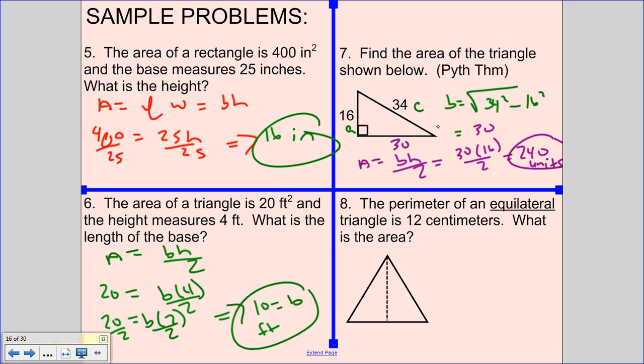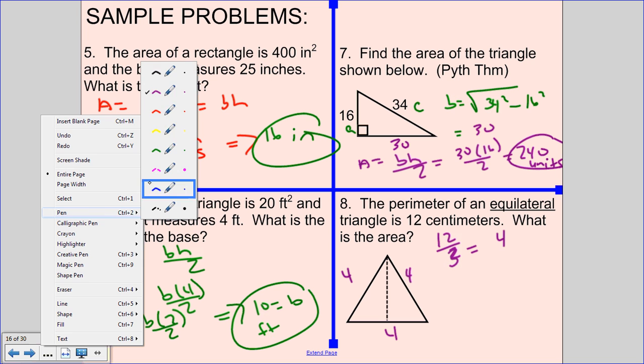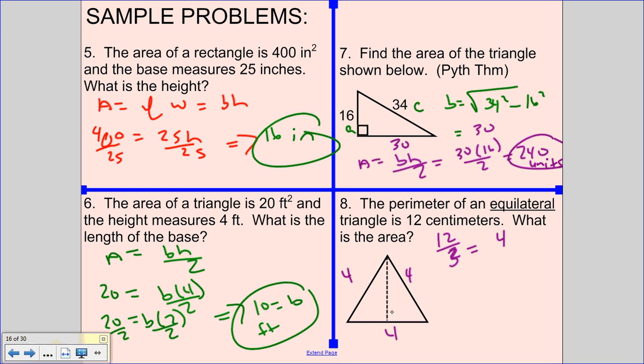Alright, lastly, the perimeter of an equilateral triangle is 12 centimeters. What is the area? Since it's equilateral, that means all 3 sides are the same. So we take our 12 divided by 3, and you're going to get 4 for each side. And it wants to know what the area is. So we'd have to find our height, which would be this line here. And this cuts this into 2 equal parts. So this is 2.